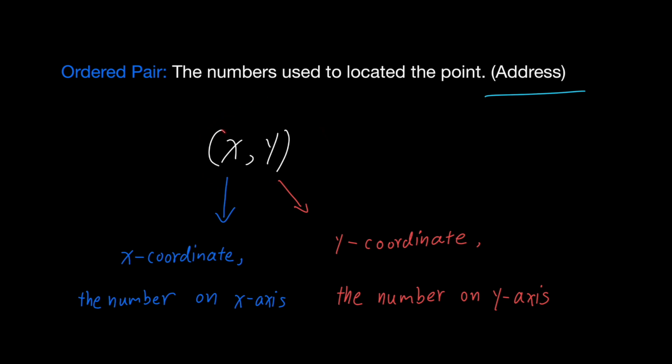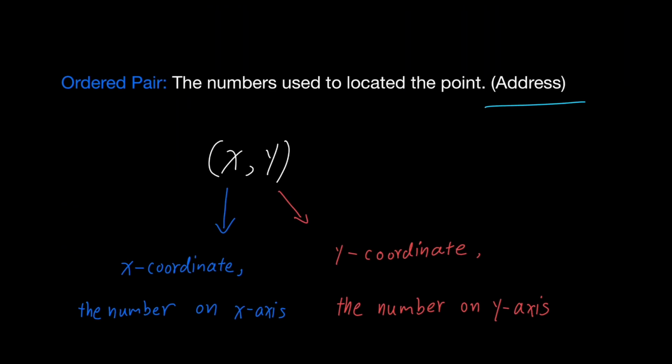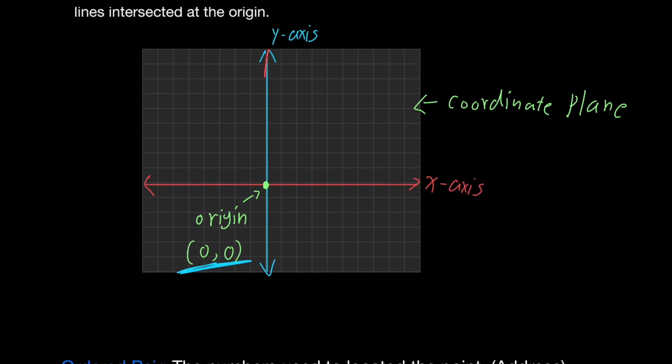We have a parenthesis and we have variable x and variable y. These two variables represent any number. So x usually represents the x-coordinate, and it's the number on the x-axis. So any number on this horizontal line. And y represents the y-coordinate, and these are numbers on the y-axis. So any number on this vertical line.